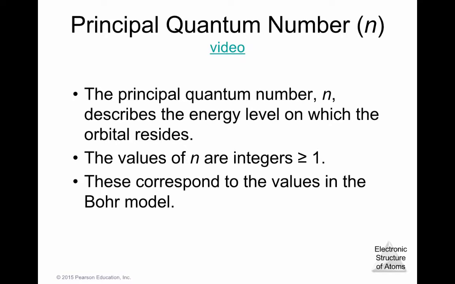Okay. So again, this is the principal quantum number. It's n, and all n values have to be greater than or equal to 1. And if you think about it, this is your energy level.